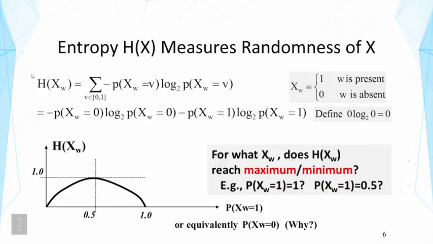So an interesting question you could think about in general here is, for what kind of x does the entropy reach maximum or minimum? And we can in particular think about some special cases. For example, in one case we might have a random variable that always takes the value of 1. The probability is 1. Or there's a random variable that is equally likely to take a value of 1 or 0. So in this case, the probability that x equals 1 is 0.5. Now, which one has a higher entropy?